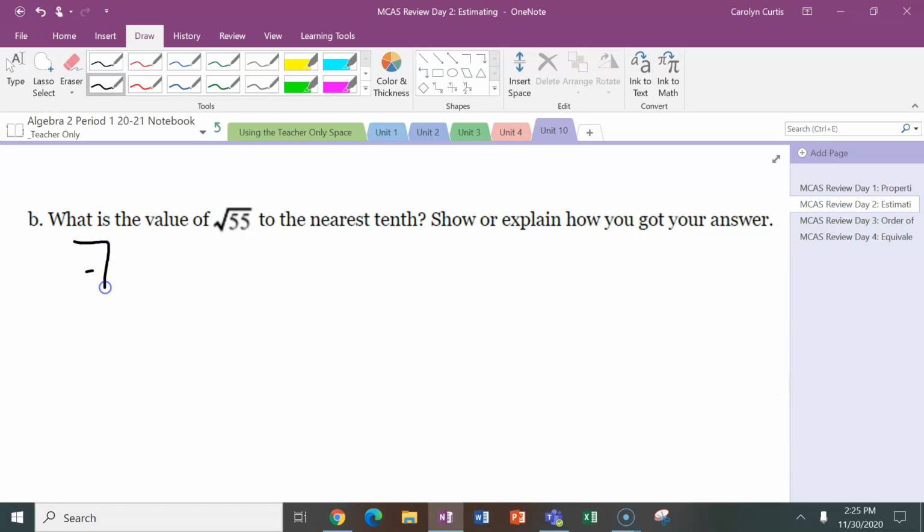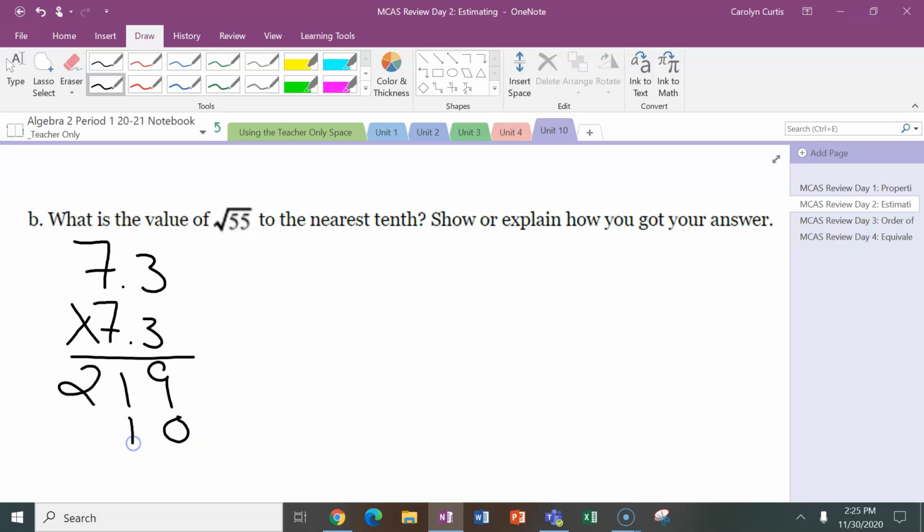So I know it's either 7.3 times 7.3. And remember, this is a no calculator section, so you do have to know how to multiply. 3 times 3 is 9. 3 times 7 is 21. Put a 0. 7 times 3 is 21. 7 times 7 is 49. Plus 2, 51.